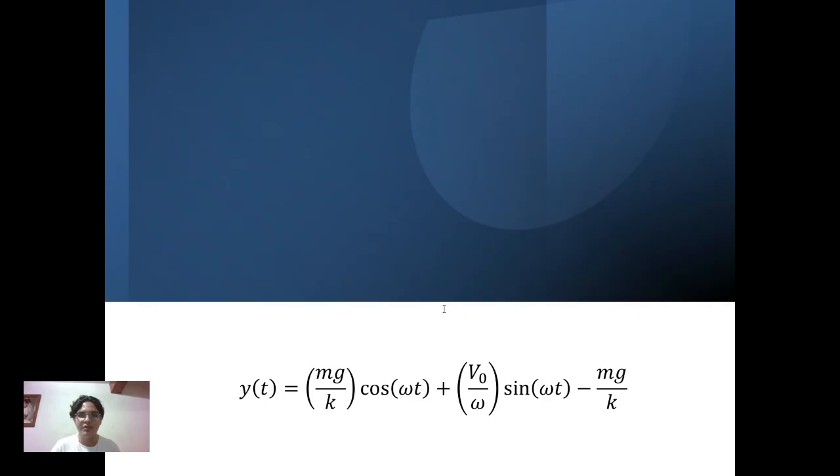Finally, the complete equation of the system is y of t equals mg over k times cosine of omega t plus v0 over omega times sine of omega t minus mg over k. This function describes the oscillation motion of the jumper after the rope begins to stretch.